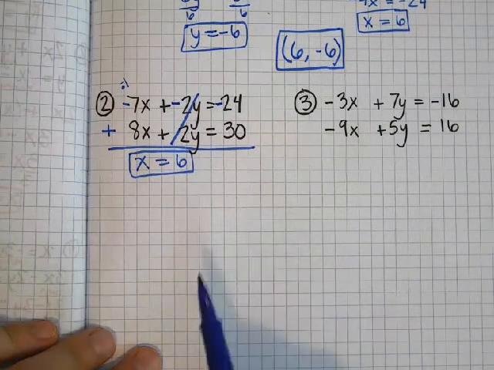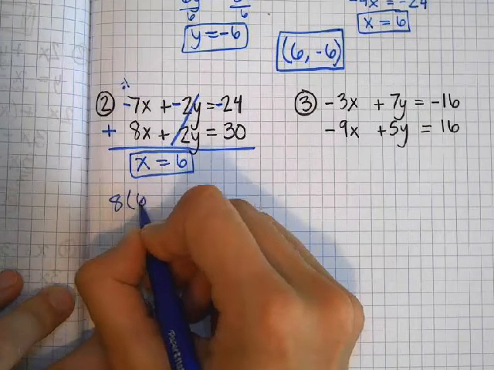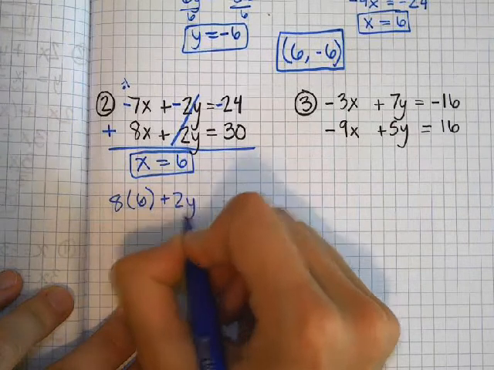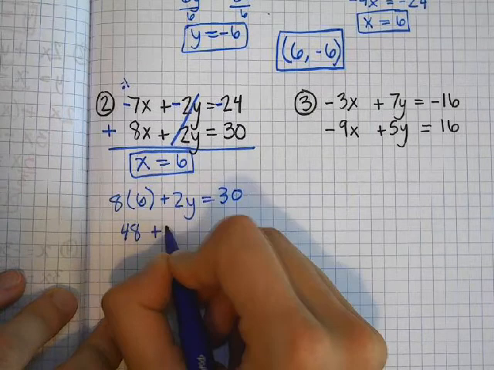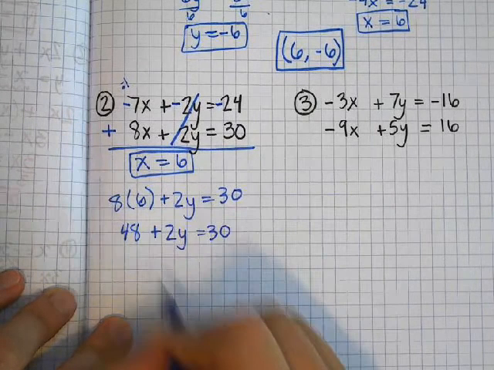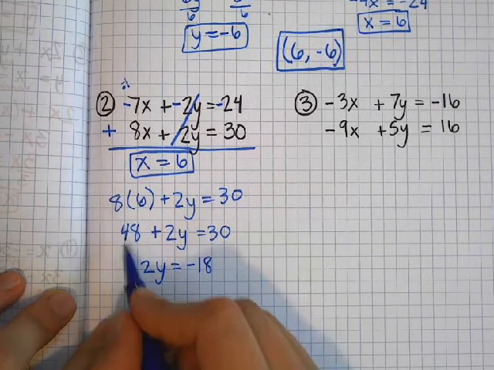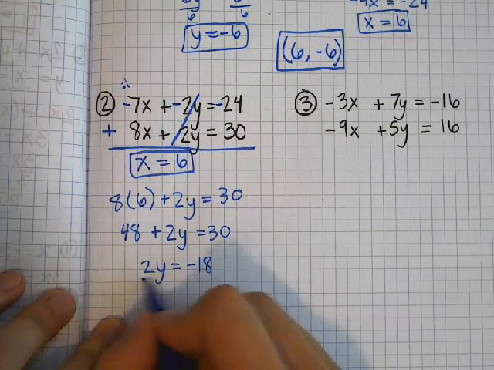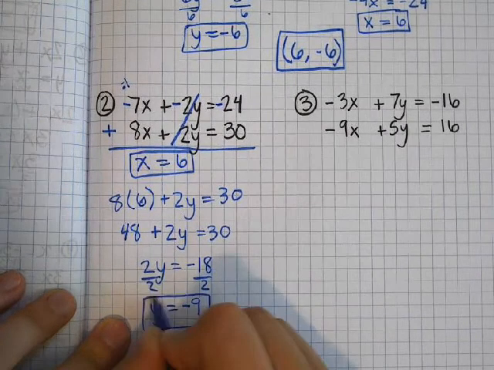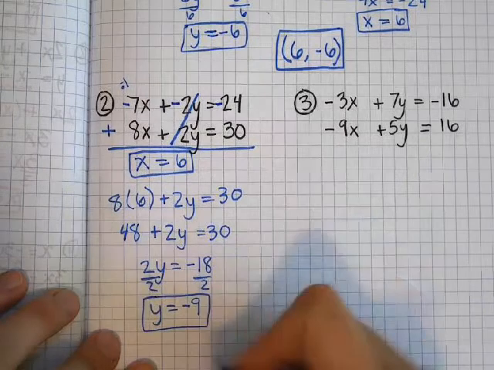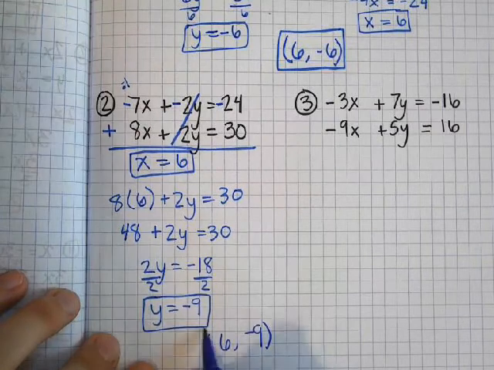All right, for the next one, we've got to plug that into either equation. This time, let's use the second equation. Okay, 8 times 6 plus 2y equals 30. So we've got 48 plus 2y equals 30. And 2y equals negative 18. That's after I subtracted my 48. I'm going to divide by 2. We've got y equals negative 9. Okay, so here my ordered pair would be 6 comma negative 9.